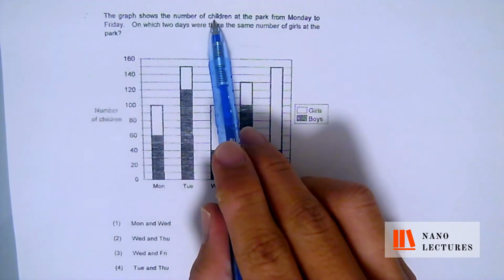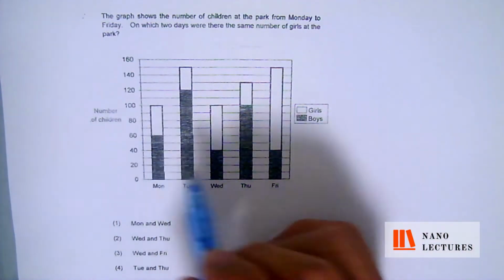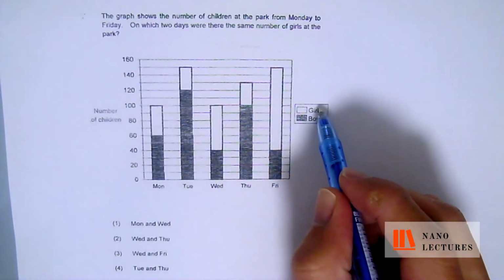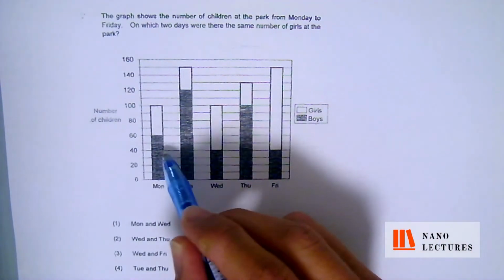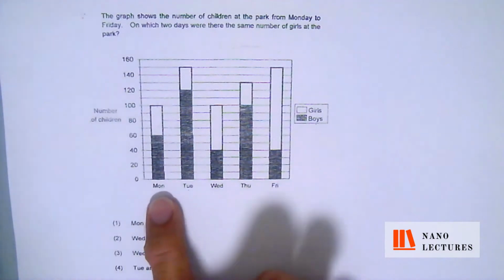The graph shows the number of children at the park from Monday to Friday. See, Monday there's this many children, so it's separated into girls and boys, right? So the girls will be the blank one, and the boys will be the shaded part. Okay, and then Tuesday this many, Wednesday this many, and so on from Monday to Friday.